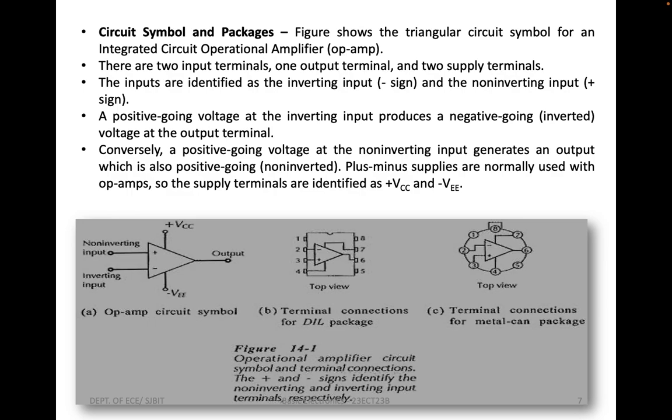Plus and minus supplies are normally used with op-amps, and so the supply terminals are identified as plus VCC and minus VEE. The two typical op-amp packages are shown in figures B and C. For both the dual inline plastic package and the metal can package, terminals 2 and 3 are the inverting and non-inverting inputs respectively. Pin 6 is the output. Pins 7 and 4 are the positive and the negative supply terminals.